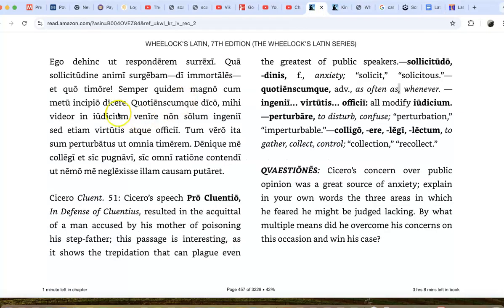We've had metus before. It means fear. But once again, back to context, it just shows you that even someone as accomplished and gifted and brilliant as Cicero was nervous.